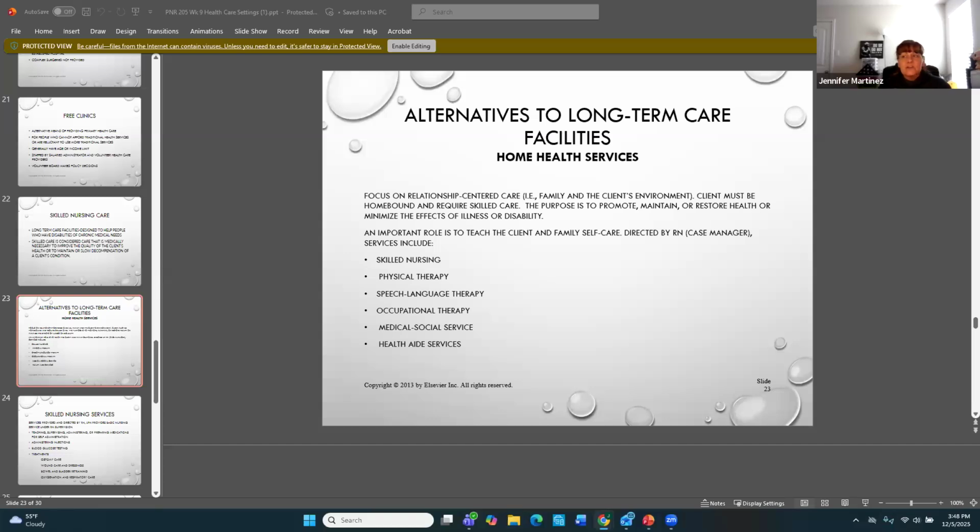So some of the skilled services that we can provide at home would be skilled nursing, right? If they need IV therapy, wound care, respiratory care, we can provide the skilled nursing services. We can provide PT, OT, speech therapy. They also need medical social services. They may also need some homemaking assistance, which would be your home health aide.